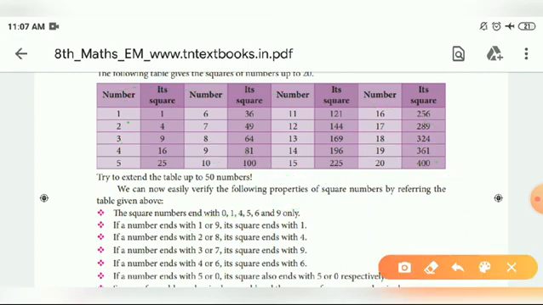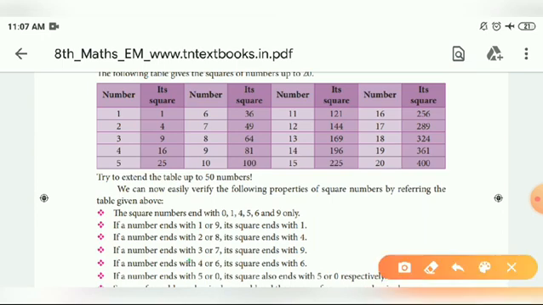Third property. If a number ends with 2 or 8, the square ends with 4. Let's check the above table. 2 2s are 4, 8 8s are 64, the unit place is 4. 12 12s are 144, the unit place is 4. 18 18s are 324, the unit place is 4. So the third property is if a number ends with 2 or 8, its square ends with 4.